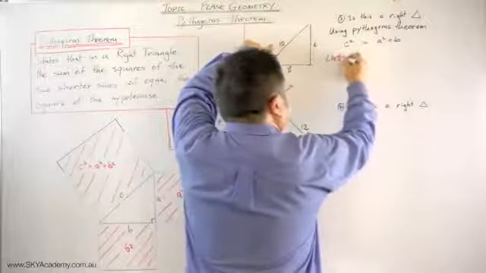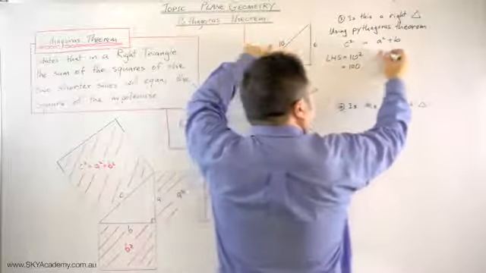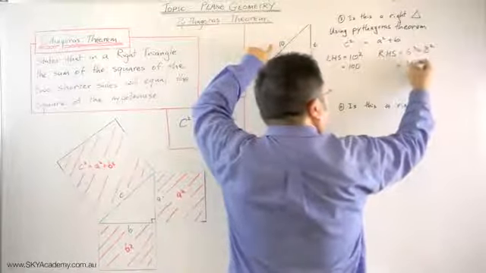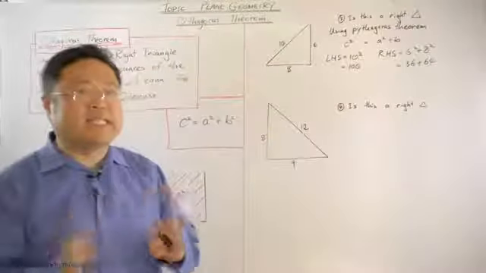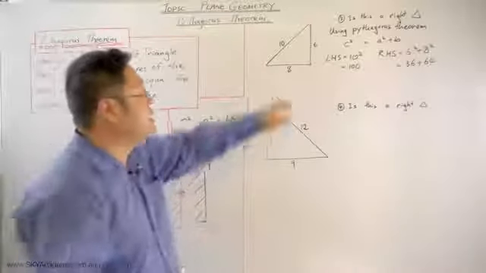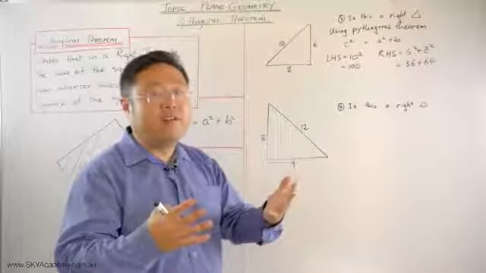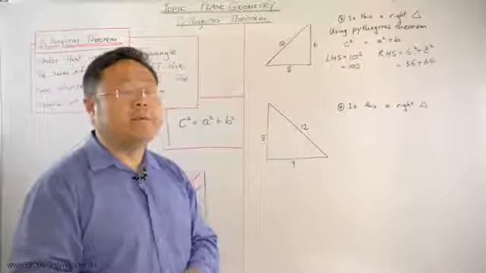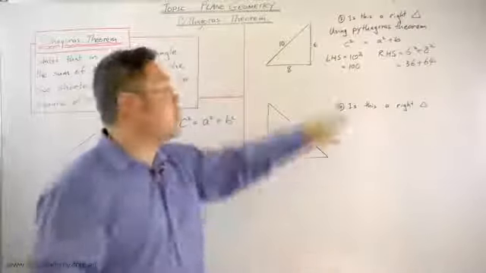So the left-hand side equals 10 squared, which is equal to 100. The right-hand side equals 6 squared plus 8 squared. 6 squared is 36, 8 squared is 64. Now, we can actually see that this one is a right angle triangle, because one of the famous right angle triangles is a 3, 4, 5 triangle. If we double 3, 4, 5, we've got another triangle similar to the 3, 4, 5 triangle. 6, 8, 10 is double the 3, 4, 5 triangle.